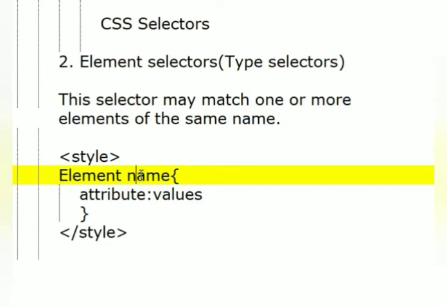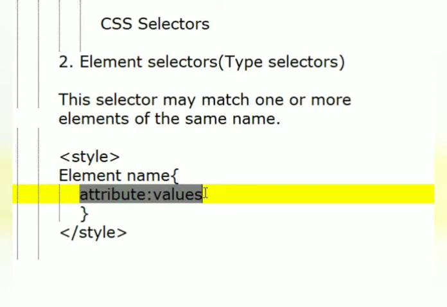It means if you have used the same element name multiple times in your HTML program, in all places the same CSS style will be applied. This helps to apply the same CSS styles for similar elements of HTML pages. Let's learn this element selector practically.